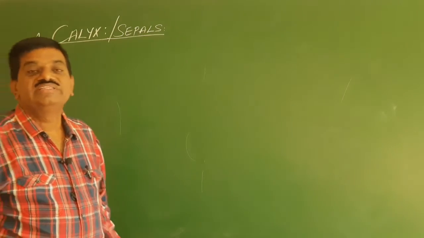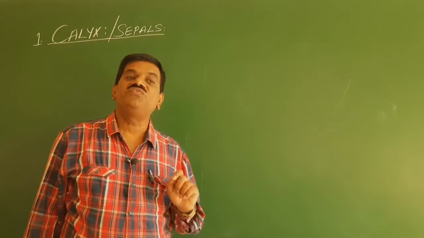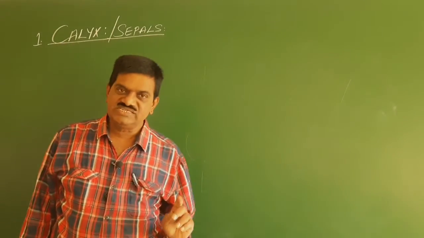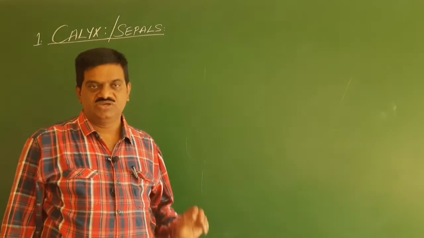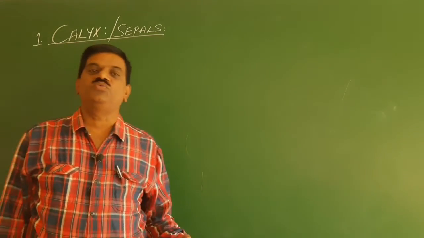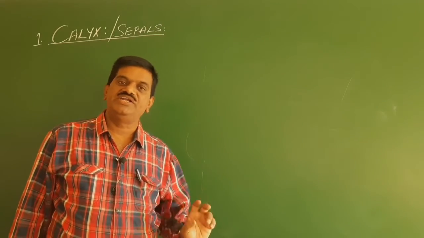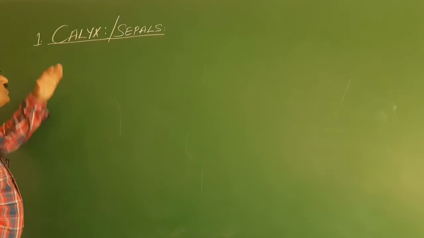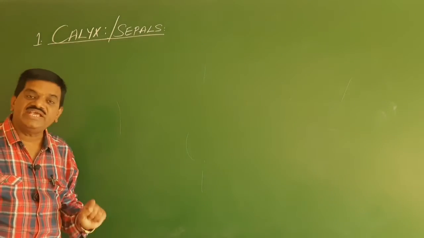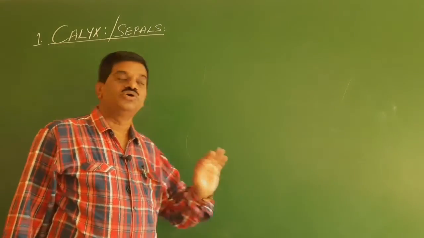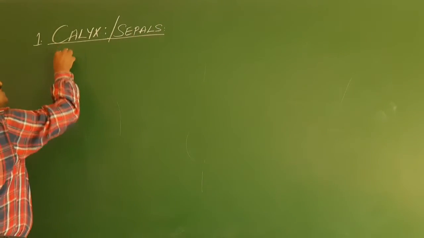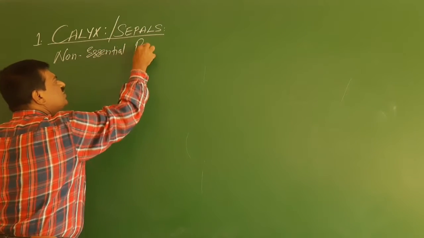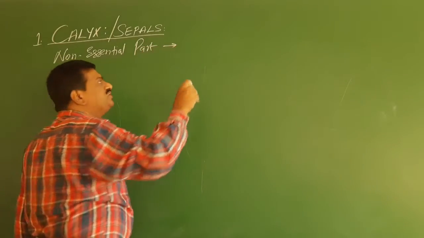So we are going for the next heading called parts of a flower. We know that in a flower there are two parts: the non-essential parts called calyx and corolla, and the essential parts called androecium and gynoecium. Now we take each one and go in detail. We start with the first part called calyx. Calyx is also called sepals. It is one of the non-essential parts of a flower and it is usually green in color.